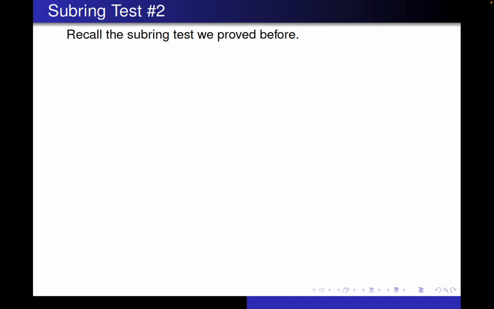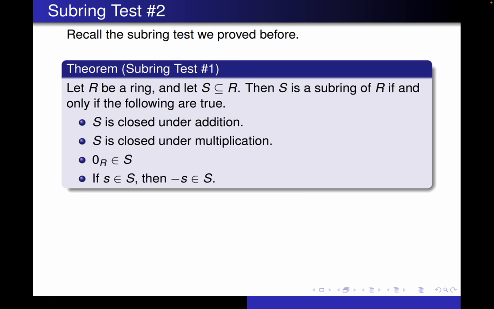Alright, so first of all I want to recall the subring test that we proved in the last video. If you have a ring R and a subset S of R, then S is a subring precisely when S is closed under addition, closed under multiplication, the zero element is in S, and it is closed under additive inverses. And we found this test, remember, by taking the properties of a ring and focusing on the ones that weren't automatically true because of the addition and multiplication in the ring R.